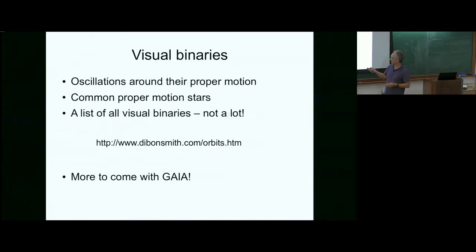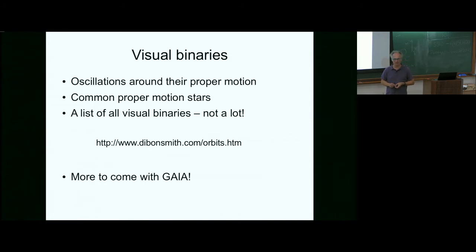Here is a list of the proper motion of the visual binaries that are known. There is not a lot of them, but since we have the Gaia satellite that provides very precise parallax and proper motion measurements of millions and millions of stars, this list will probably increase in the next years. So the next group of observation comes from so-called spectroscopic binaries.